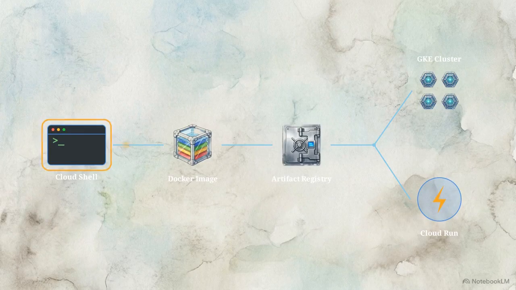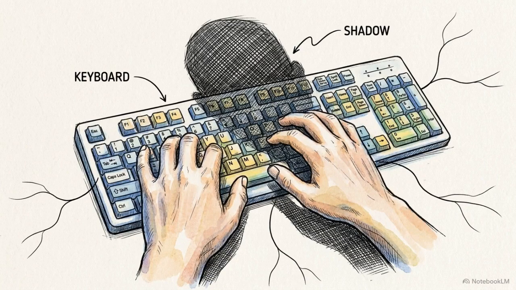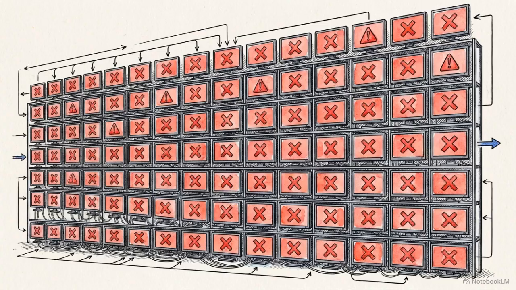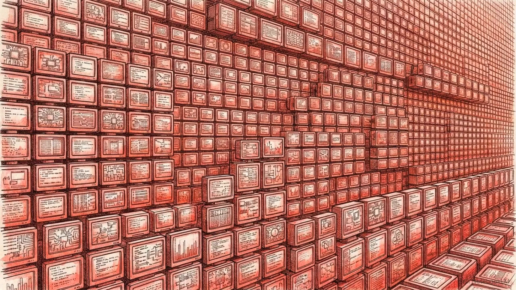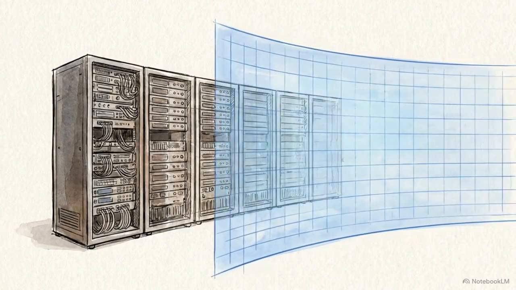From writing code in the Cloud Shell and packaging it with Docker, to securing it in the registry and deploying it to GKE, every step is linked. But to run this at an enterprise scale, we cannot rely on entering these commands manually, one by one. A manual process is difficult to document, hard to replicate, and impossible to scale across hundreds of different projects. This is where infrastructure as code, or IaaC, becomes necessary.